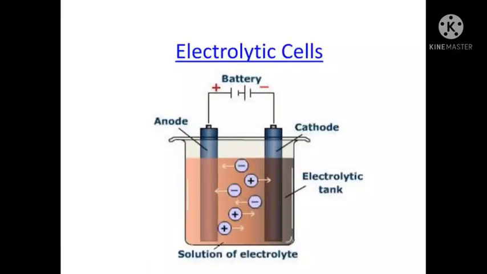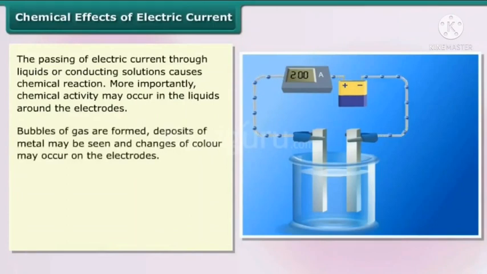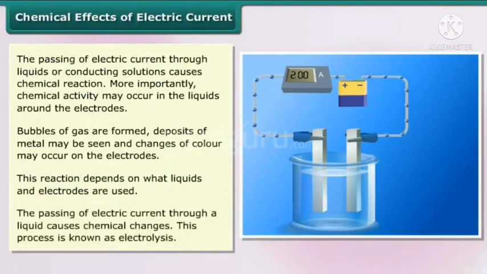Now, let us understand the chemical effects of electric current through this short video. Chemical effects of electric current. The passing of electric current through liquids or conducting solutions causes chemical reactions. More importantly, chemical activity may occur in the liquids around the electrodes. Bubbles of gas are formed, deposits of metal may be seen, and changes of color may occur on the electrodes. This reaction depends on what liquids and electrodes are used. The passing of electric current through a liquid causes chemical changes. This process is known as electrolysis.